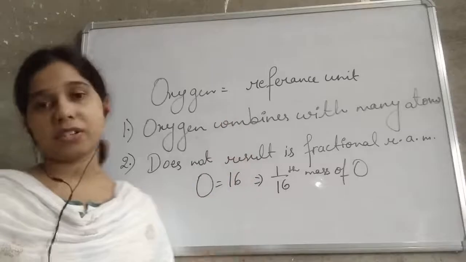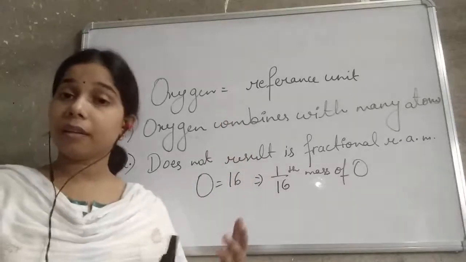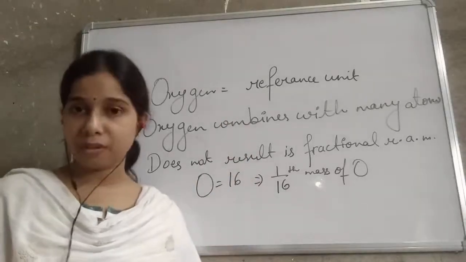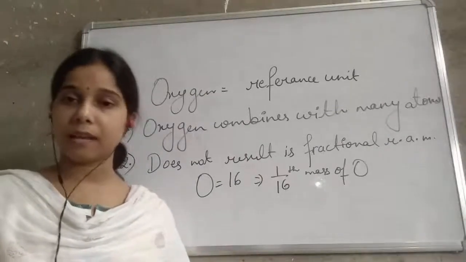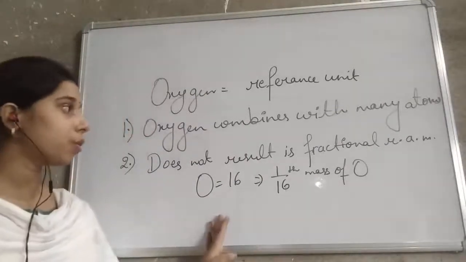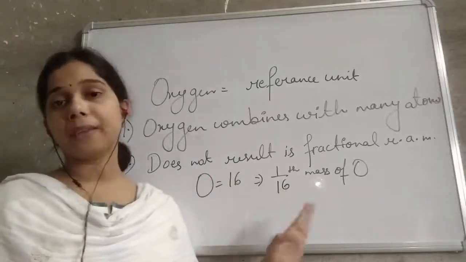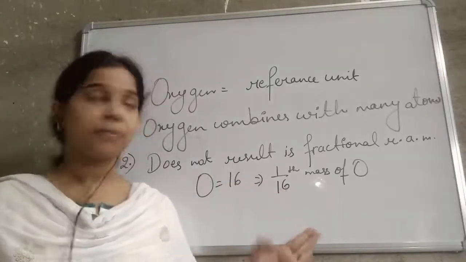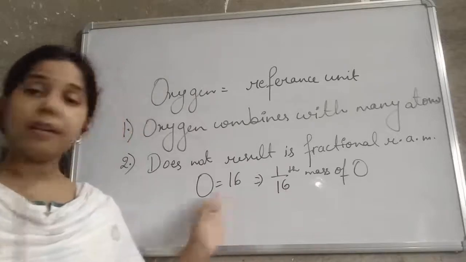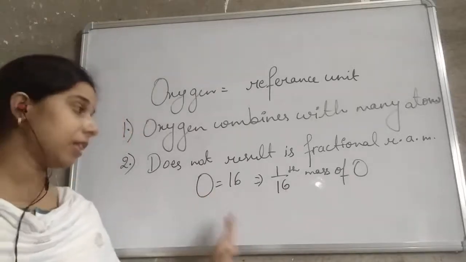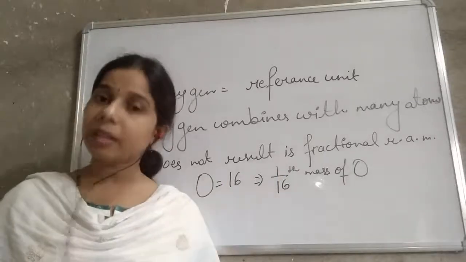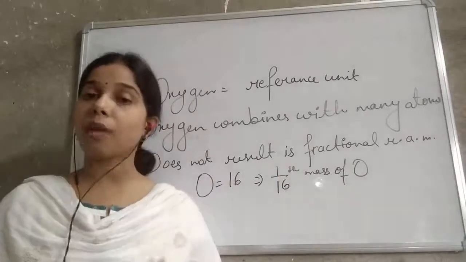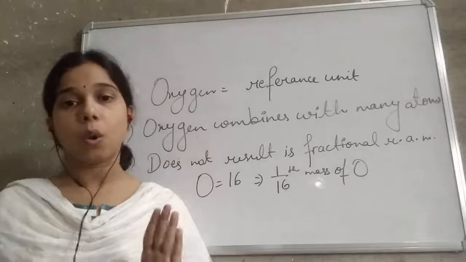Most of the time the question is asked, why is oxygen used as a reference unit? What are the advantages of using it, or why is it preferred as a reference unit? Then you will write, students, since oxygen combines with many of the other atoms, and when 1 by 16th of the mass of oxygen is used as a reference unit, the result which comes out is not fractional but a whole number.